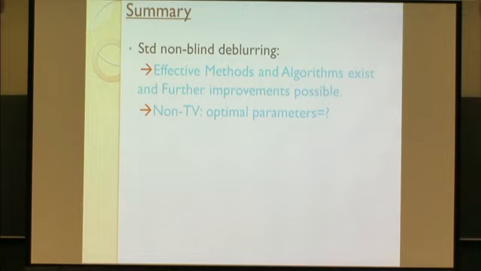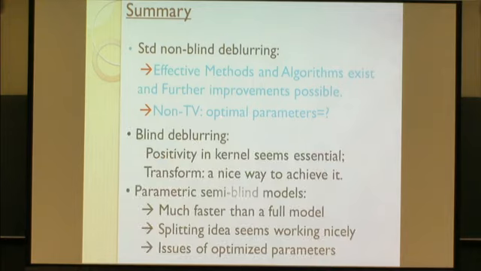So what have we got here? I was saying for standard deblurring, no blind, we have very effective algorithms, and further improvements like regularization, fast implementation are possible, and there are good ways of doing them. For non-TV type high order method stuff, we don't know how to choose the parameter yet.